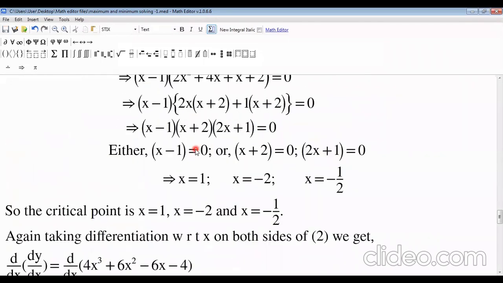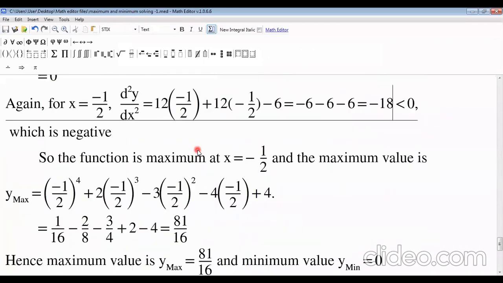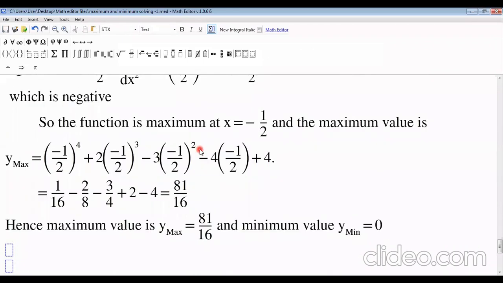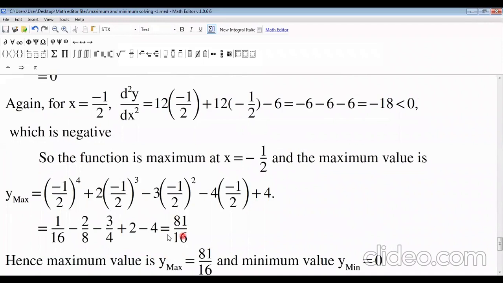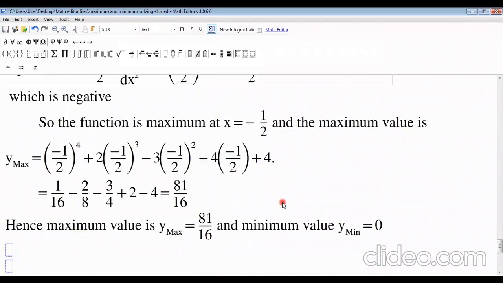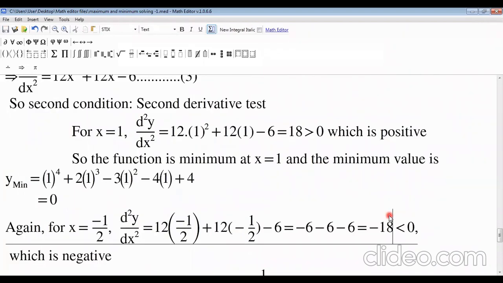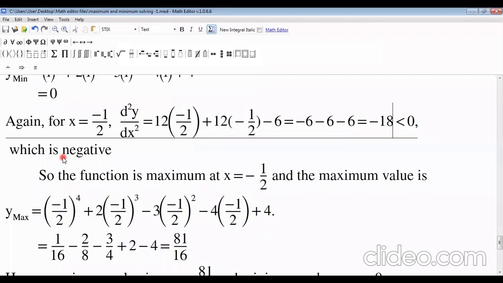So this is the procedure for finding maximum and minimum values of any function. Simplifying, taking 16 as LCM, the maximum value is 81 by 16, and the minimum value is y min equals 0. So y min equals 0 and y max equals 81 by 16. This is the procedure for finding maximum and minimum values of any function.